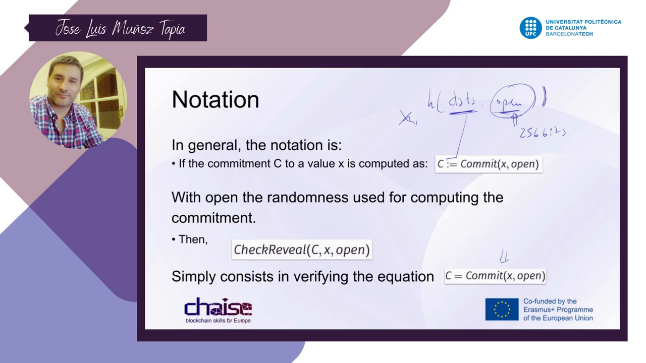Okay, so this is one of the uses, and as I said, it's very useful to build smart contracts that, for example, can implement blind auctions and many other things.